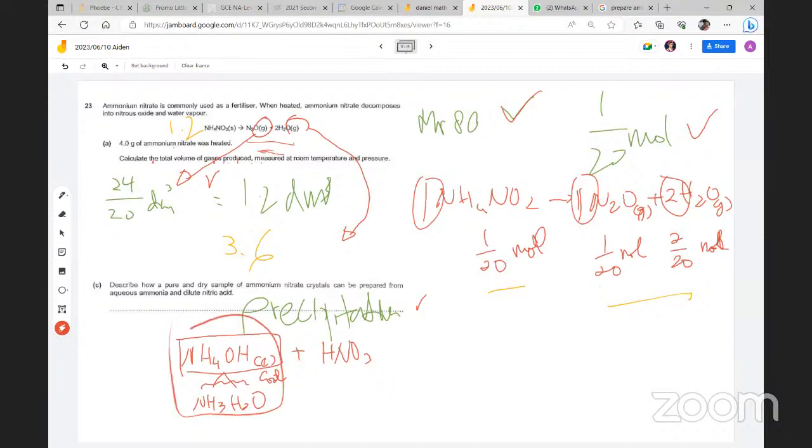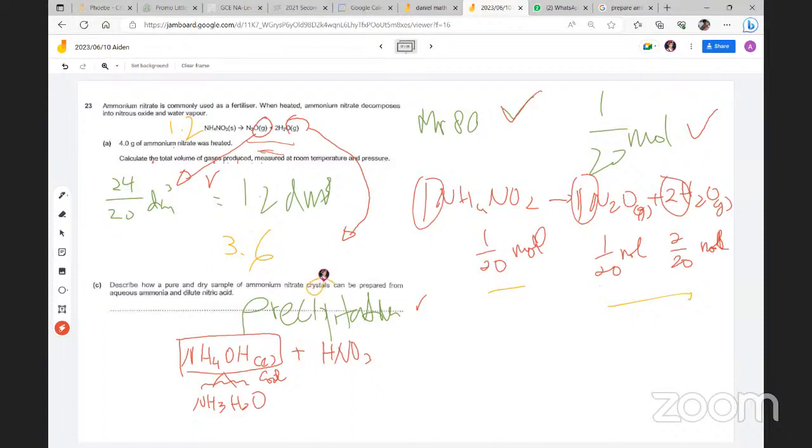You cool this down. Titration or precipitation? Correct. So in the end, cool this down, titrate with this. First of all, it's not a precipitation, it's titration. Why? Because ammonium nitrate is not insoluble. It's not a solid. It is soluble, so you cannot say it's precipitation. Precipitation is for when the result is solid.